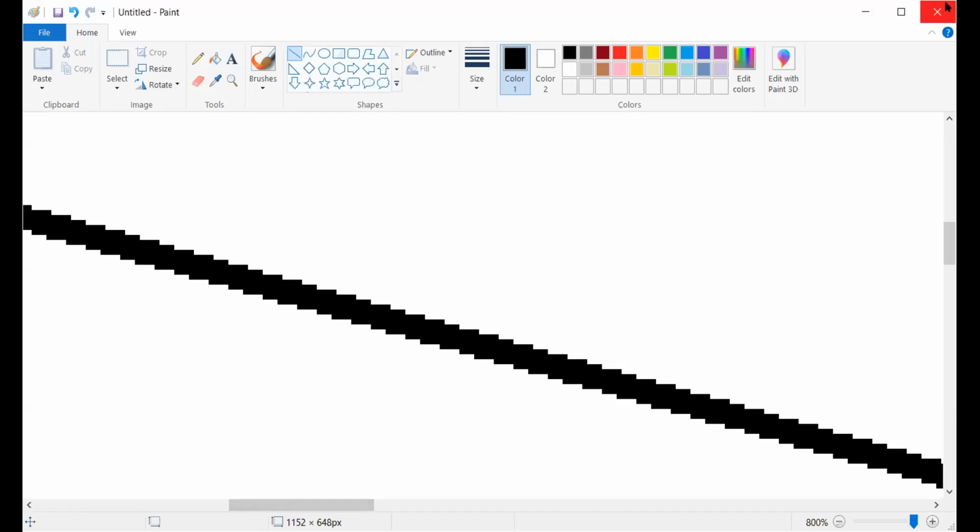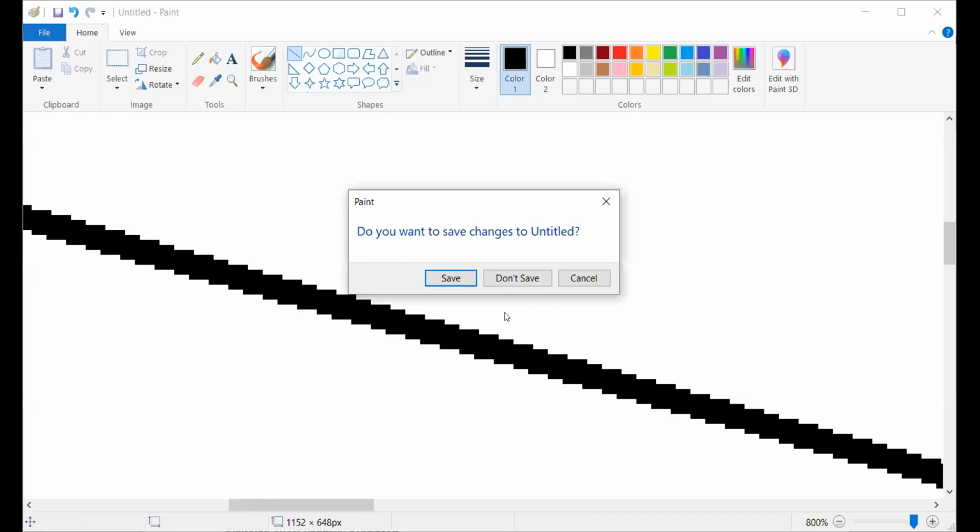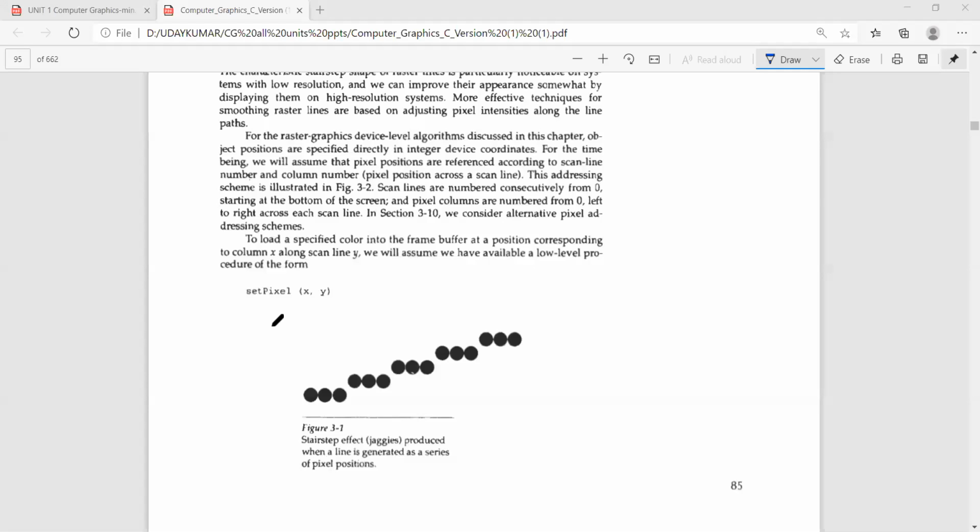So to overcome that, let us see different types of algorithms to draw the straight line. I will share my screen. So this is called jaggies, the staircase effect. We call it the staircase effect, produced when a line is generated as a series of pixel positions.